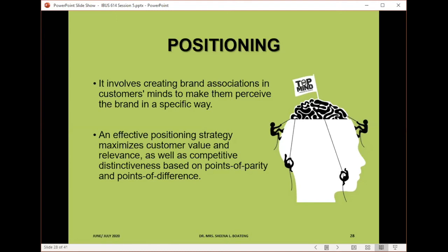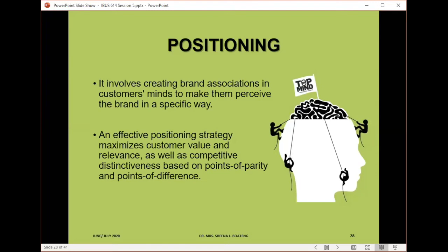Now, when we talk about points of parity and points of difference, points of parity refer to the characteristics that your brand possesses that are similar to those of other competitors in the same category. Whereas the points of difference are the characteristics that your brand possesses that are unique to you, that other competitors in the same category do not possess.